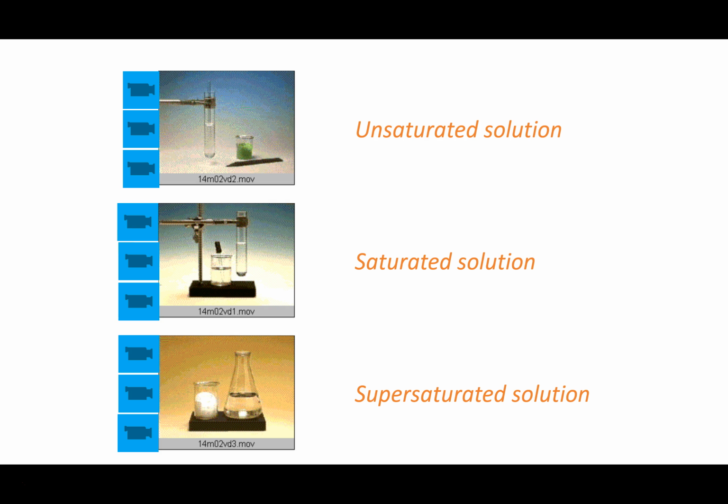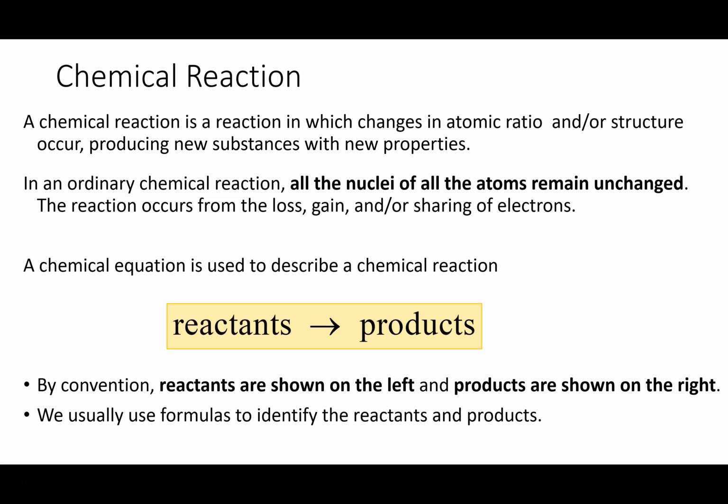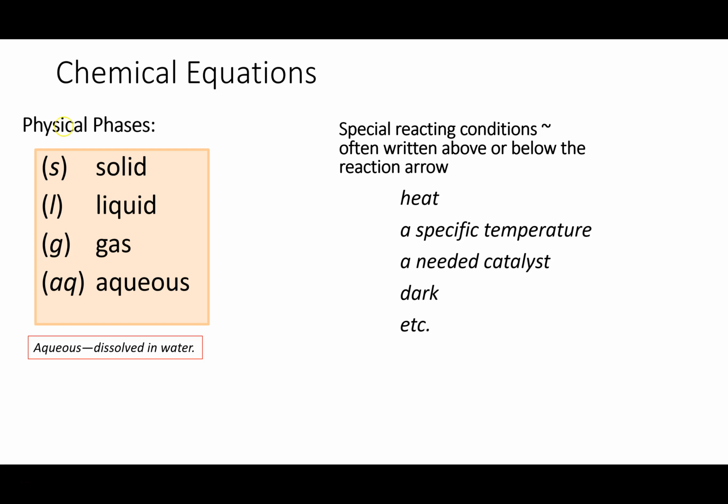All right, what else do we have? Parts of a chemical equation. Note there are reactants on the left and products on the right. Know that we use symbols like S for solid, L for liquid, G for gas. AQ means dissolved in water, aqueous.